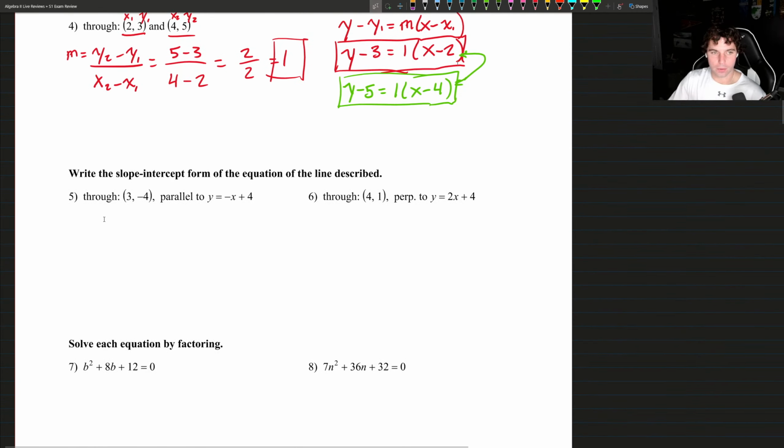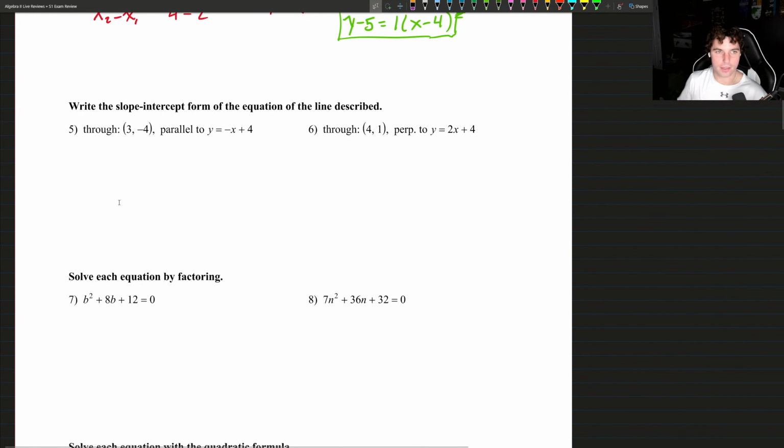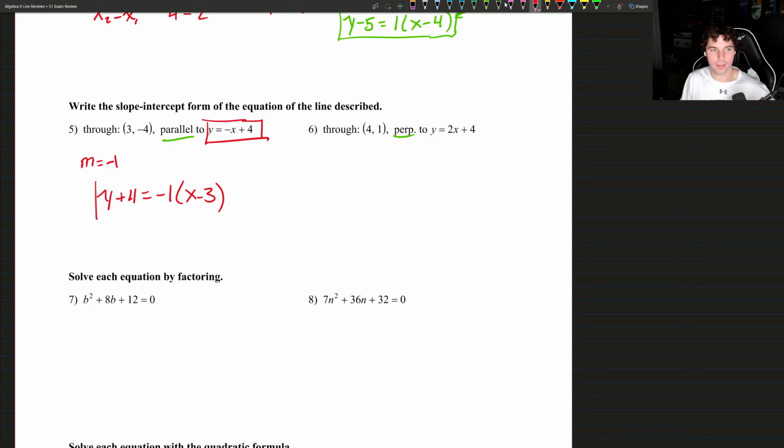And then it's probably the more complicated ones. Okay, so 5 and 6, as long as you know what parallel and perpendicular mean, honestly, you're fine. Okay, so we're trying to get the equation of the line through (3, -4), parallel to the line y equals -x plus 4. Okay, because it's parallel, we know it has the same slope as that equation, right? So the slope in this equation is just -1. And then everything else is the same that we did above, right? You could just do y, in this case, plus 4 is equal to -1 x minus 3, and then you're done.